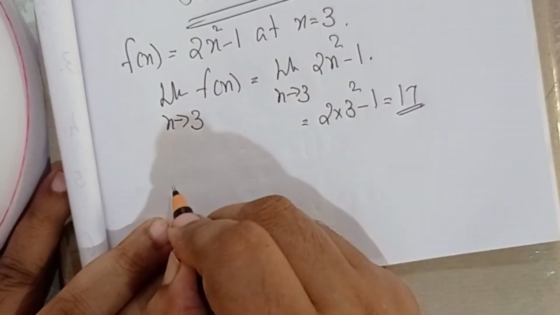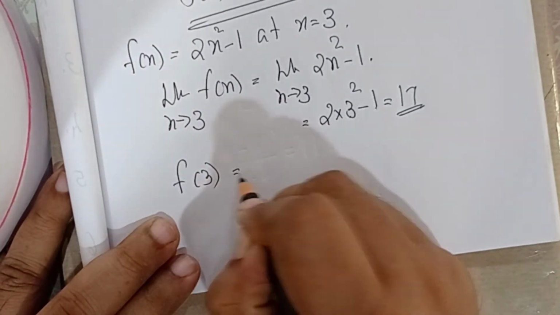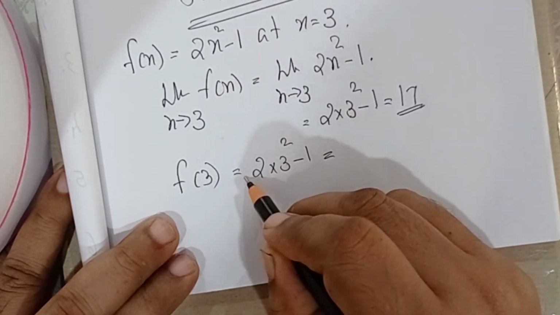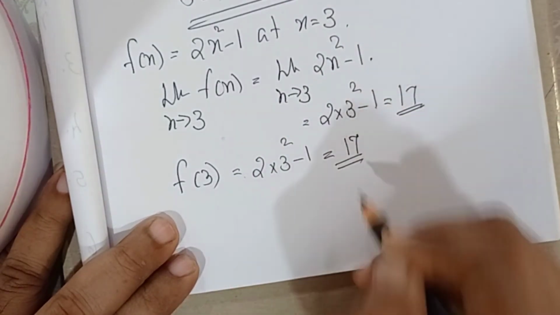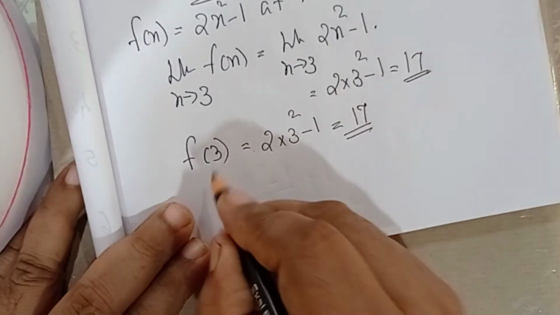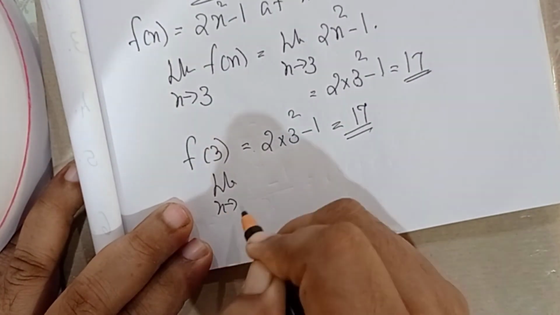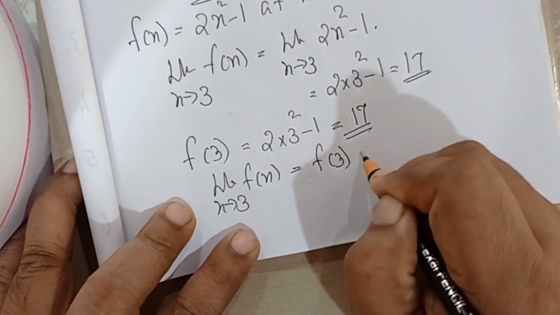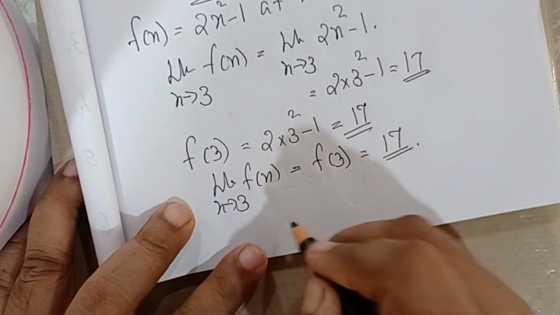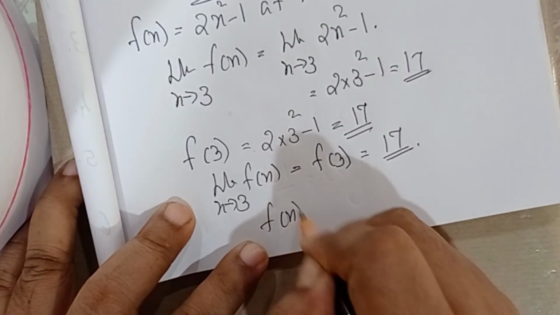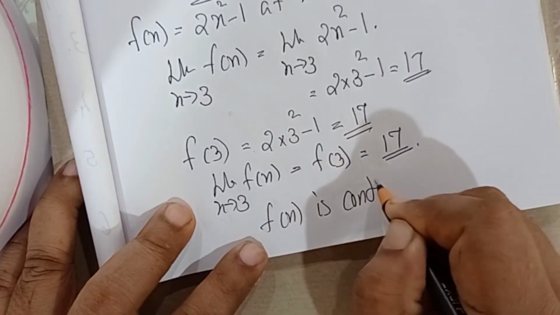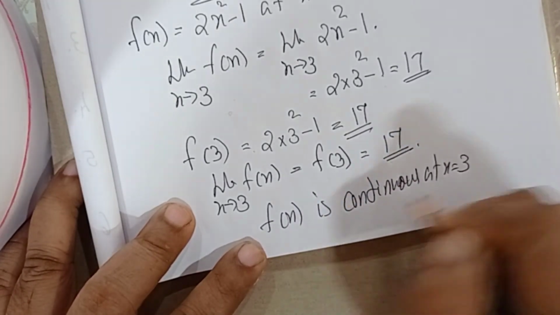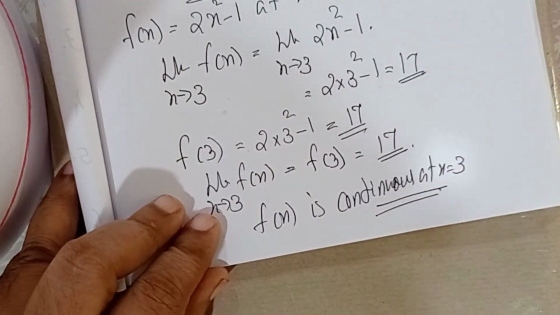Then all of you find f of 3 directly. What is f of 3? 2 into 3 square minus 1. 9 into 2, 18 minus 1, that is 17. Then what is the last line? Limit x tends to 3 f(x) equal to f of 3 equal to 17. Therefore, f(x) is continuous at x equal to 3.